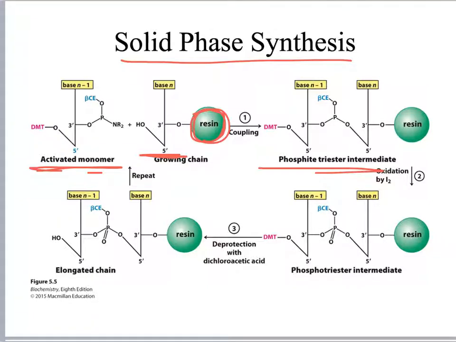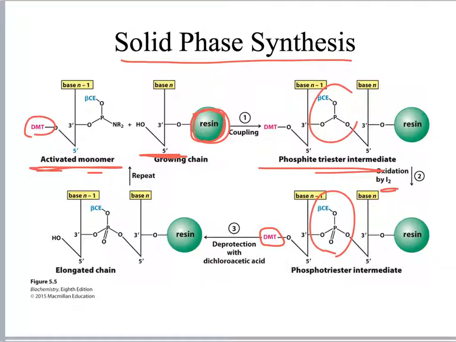Once you grow that chain, then we have iodine, which is going to allow for oxidation. So you see the change in the structure here. Once we've added that on, so that we're creating that negative charge and stabilizing that backbone, this portion here, this DMT, that was what was protecting this so side reactions didn't occur.